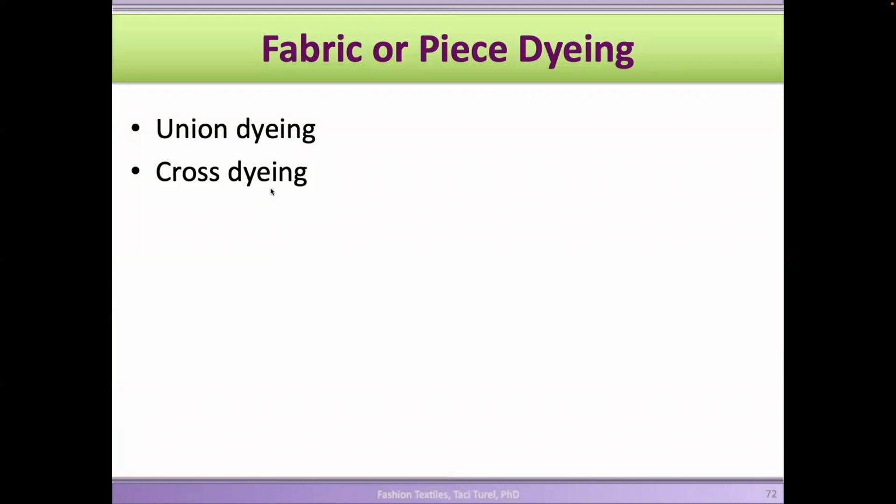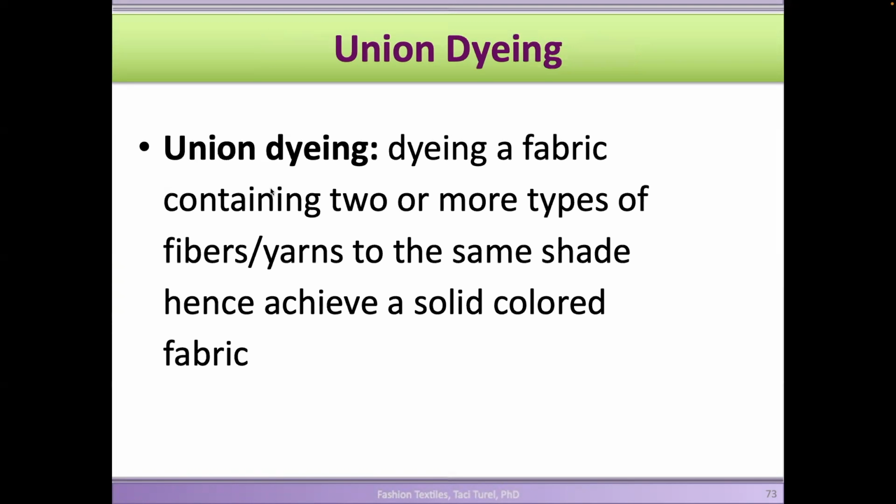Union dyeing and cross dyeing are two different ways you can dye your fabrics. Union dyeing is when you have blends of fabrics, like a polyester cotton blend, for example, and you want to get the same color, then you have a problem because polyester doesn't pick up the color the same way as cotton does. But you have to do whatever you need to do to make sure that the entire fabric is one color. So union dyeing is trying to color something into the same shade, even though you have different types of fibers or different types of yarns.